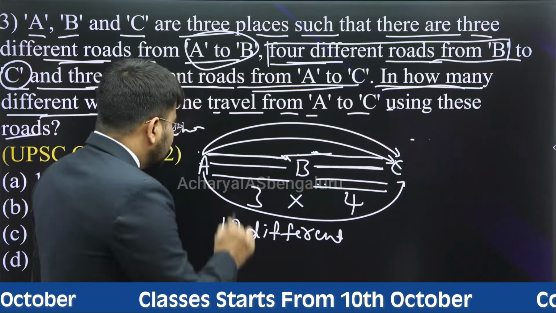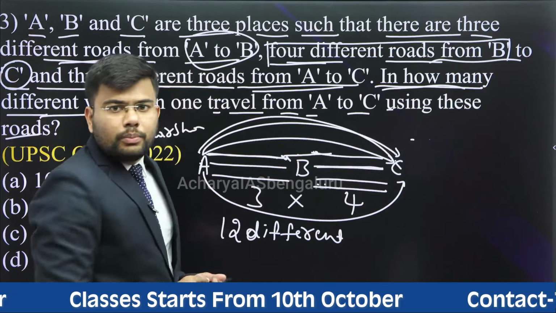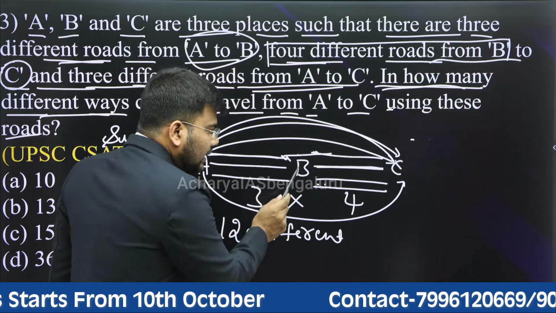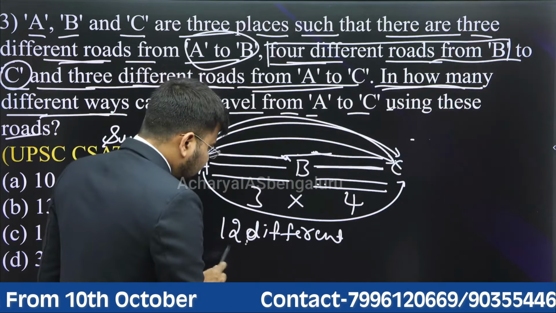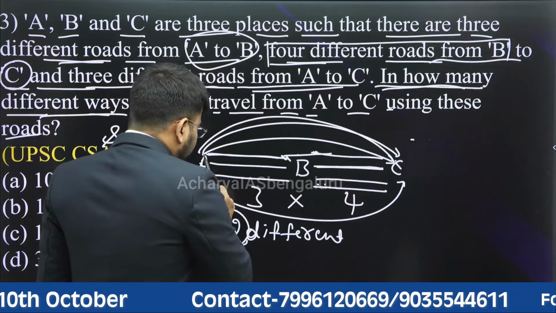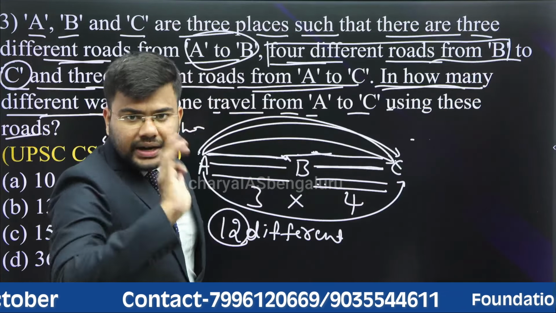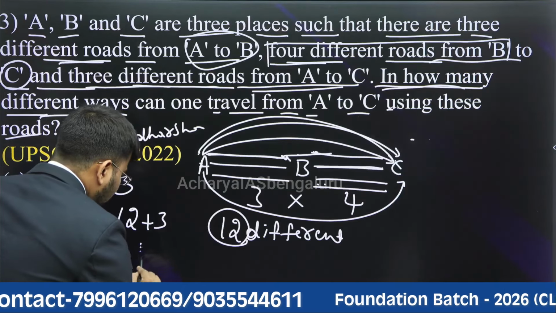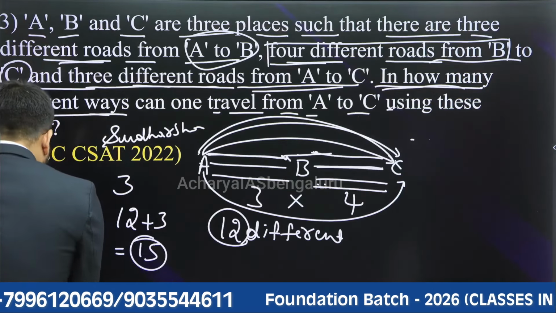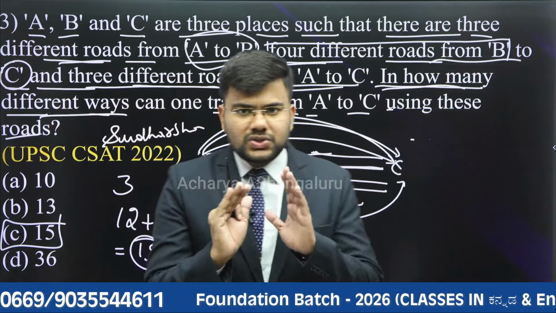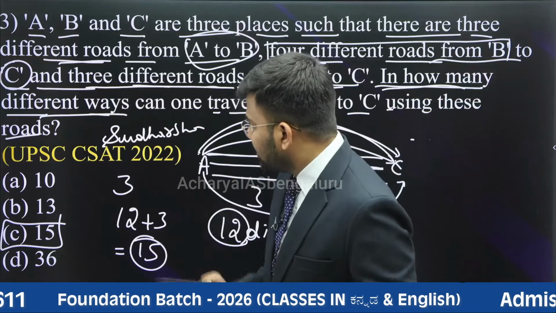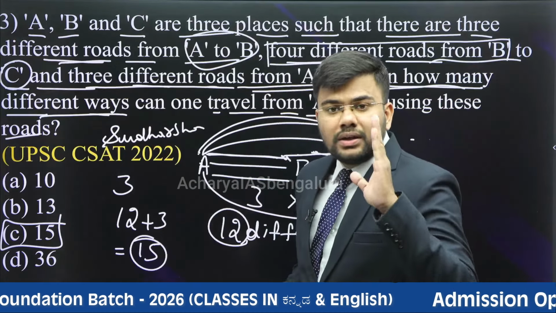But directly he can travel from A to C in how many different ways? 3 ways. So going from A to B, later B to C, he can travel in 12 different ways. Directly from A to C, he can travel in 3 different ways. The total answer would be 12 plus 3, which is equal to 15. That is, option C would be the correct answer. Get your basics right, you can easily solve the questions. Fine with this, we are going to the next question.